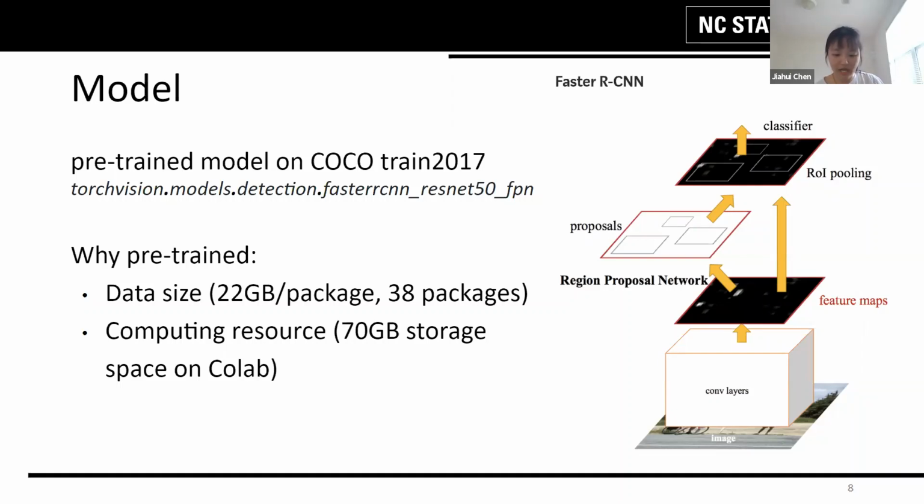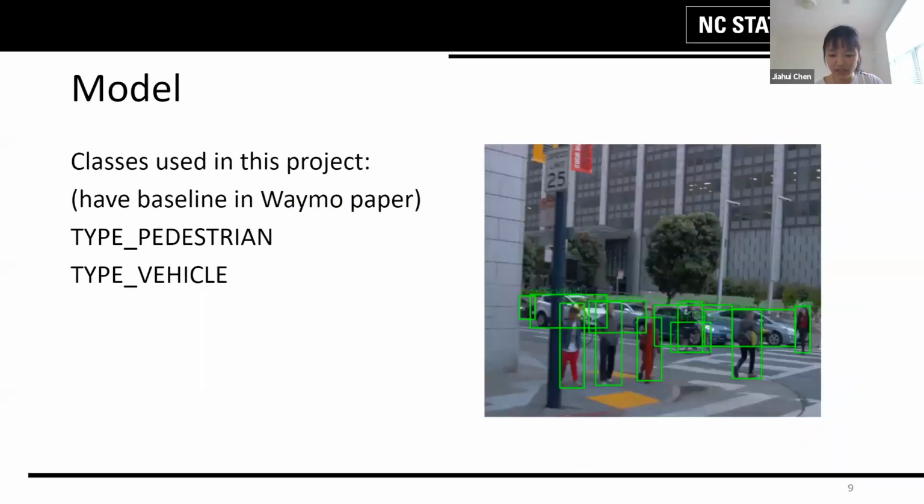There are 2 reasons why we used a pre-trained model. First, the dataset is too large. On the Waymo website, it provides 38 packages of training data. It takes several hours to upload just 1 package onto Google Drive. Second, the computing resource is limited. Colab will crash if we read more than 1 data frame. The classes we used in this project are pedestrian and vehicles, since the Waymo paper provided only the accuracy of pedestrian and vehicles as our baseline.